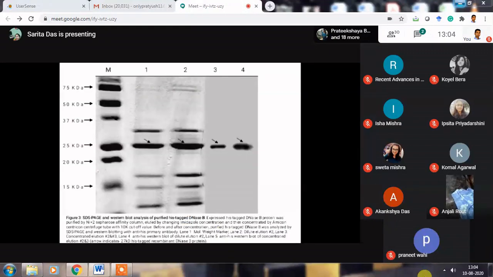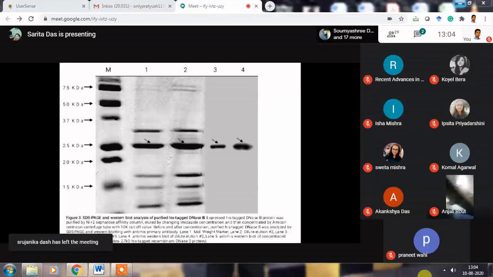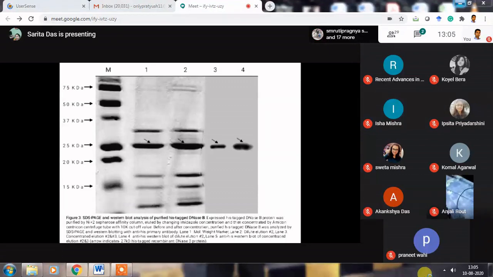So how did we do the concentration? I'll explain this figure, but before that, we can use certain tubes like these conical tubes with some cut-off value. Our sample is loaded with a 10 kilodalton cut-off. So the proteins below 10 kilodalton will pass through the filter. Since our protein DNase B is 27 kilodalton, it will be retained by the column. This way we do the concentration.